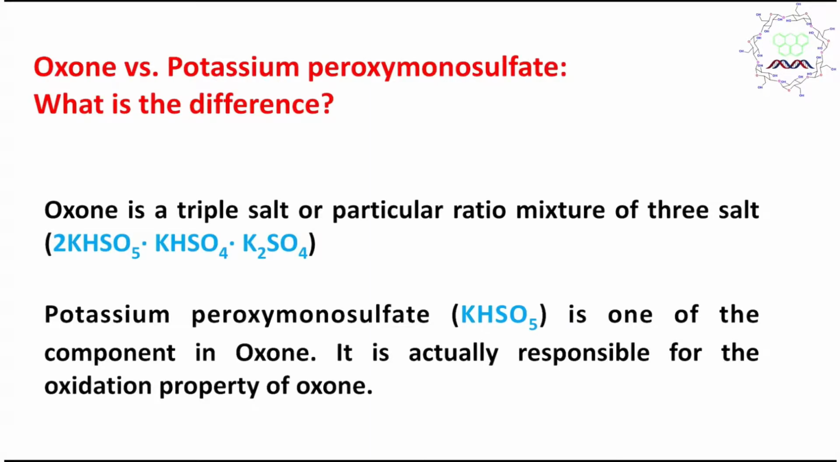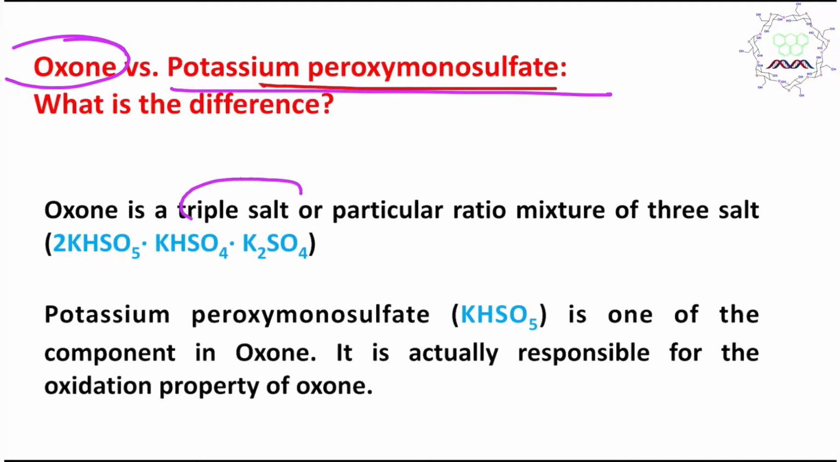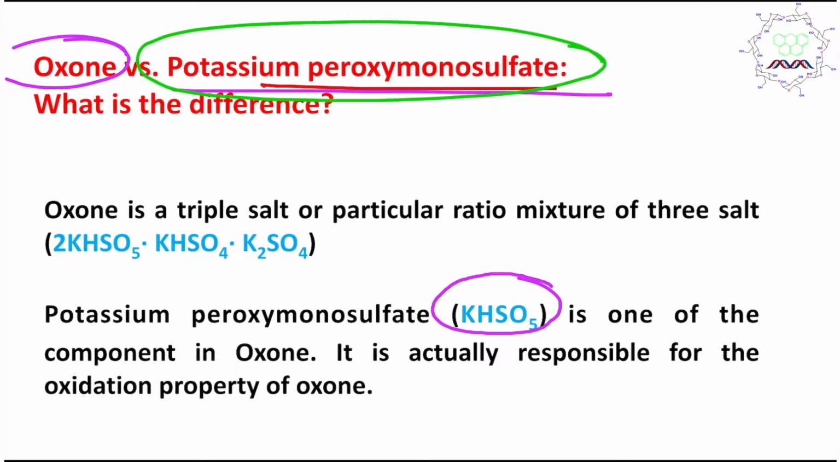Oxone versus potassium peroxymonosulfate. Because majority of time you will see that oxone is equivalent to potassium peroxymonosulfate. Is it same? Actually, they both are not same because oxone is a triple salt. I repeat, it's a triple salt, and this peroxymonosulfate is only the salt of this peroxymonosulfuric acid, means potassium salt, or in short you can say this potassium peroxymonosulfate is one of the components of the triple salt oxone, and actually this is the main component which displays its chemical reactivity, that is oxidant.